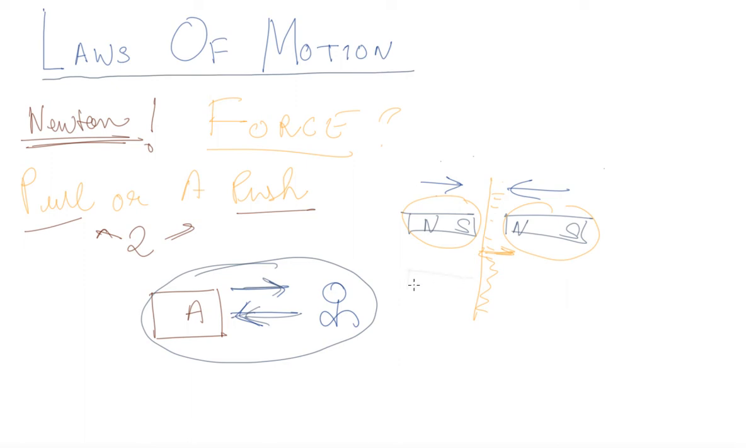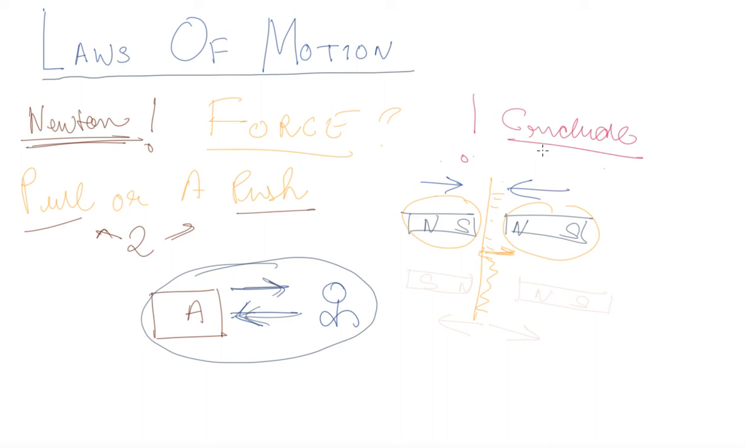Now we just need to change the poles of the magnet. This is north, south. So what we see is that they are going away from each other. That is a form of repulsion. We can also understand this as a form of repulsion. So we can come to a conclusion. What can we conclude?